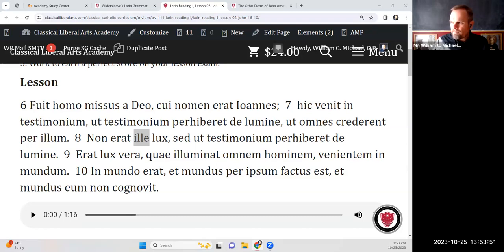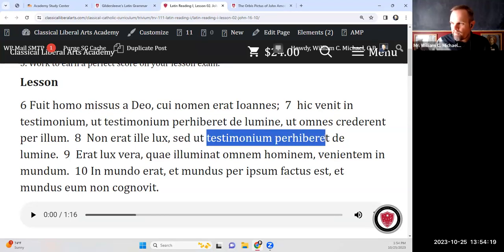Sed ut testimonium perhiberet de lumine. Let's do this one quickly. What does the word sed mean? But, very good. What part of speech is sed? Think, don't guess. Please get it right. Looks good. Conjunction. That's right. Okay. Conjunction. All right. He was not the light, but so that ut testimony he might give de lumine.